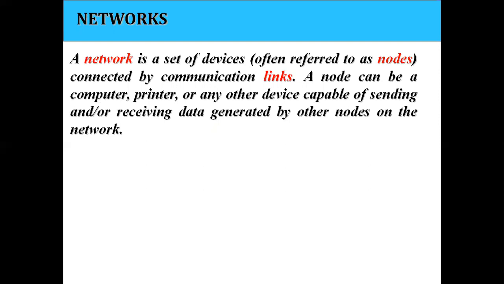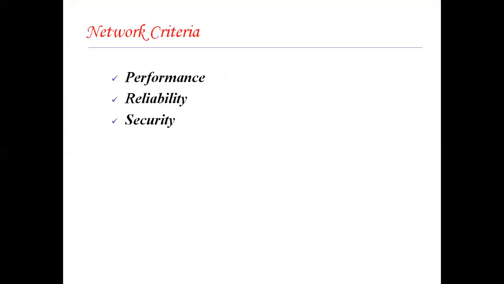Now we can draw the definition of computer network. A computer network is an interconnected collection of autonomous computers. Two computers are said to be interconnected if they are able to exchange information. Network criteria. A network must be able to meet a certain number of criteria. Those are performance, reliability, and security.